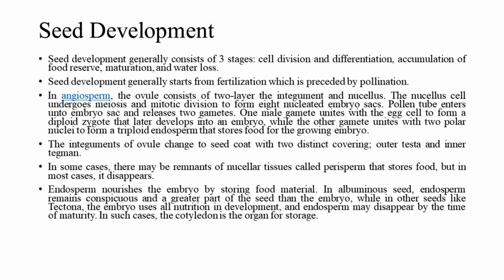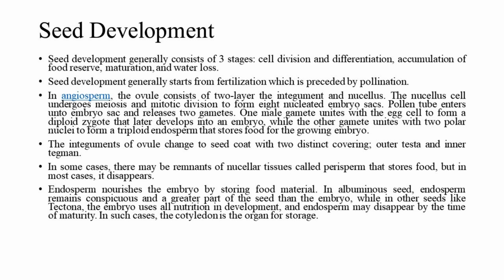Seed development. Seed development generally consists of 3 stages: cell division and differentiation, accumulation of food reserve, maturation, and water loss. Seed development generally starts from fertilization, which is preceded by pollination. In angiosperms, the ovule consists of 2 layers, the integument and nucellus. The nucellus cell undergoes meiosis and mitotic division to form 8 nucleated embryo sacs. Pollen tube enters the embryo sac and releases 2 gametes. One male gamete unites with the egg cell to form a diploid zygote that later develops into an embryo, while the other gamete unites with 2 polar nuclei to form a triploid endosperm that stores food for the growing embryo.